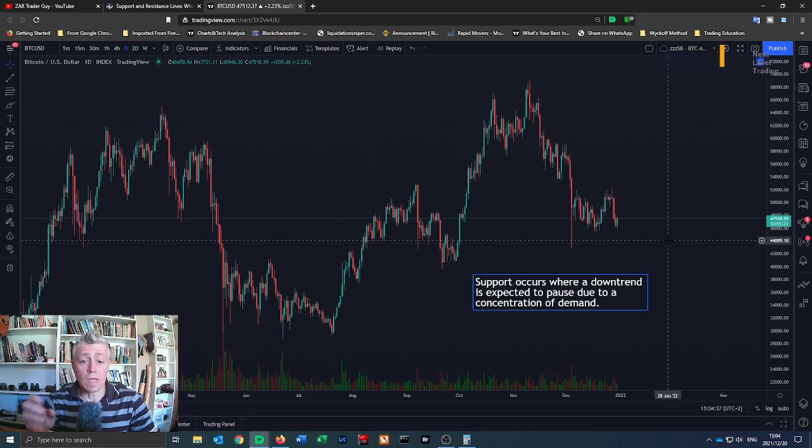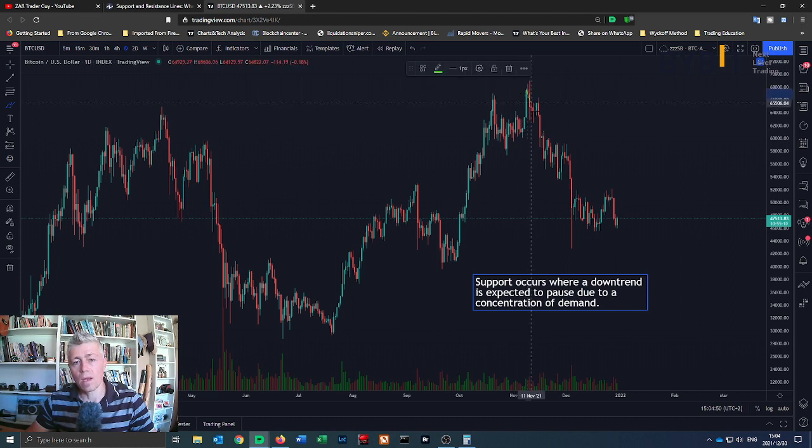So remember, the definition of support is that it occurs where a downtrend is expected to pause due to concentration of demand. So let's look at that on the chart. You can see in this chart, Bitcoin had a downtrend and had a rejection at this point and had a point where there was a pause due to a concentration of demand. You can see this is definitely an area of support. Why? Because price came down, hit that area, went up, came down, hit the area, went up a couple of times. So this is a very good area of support.